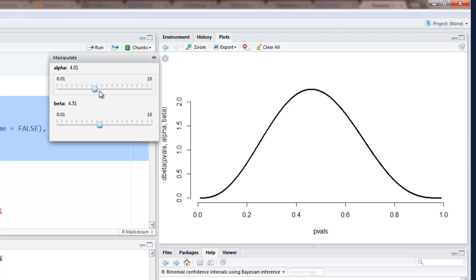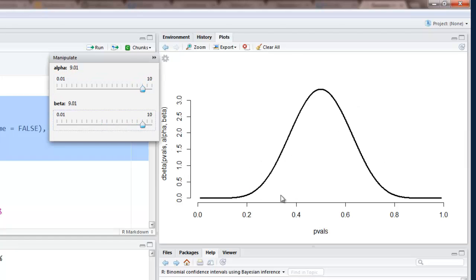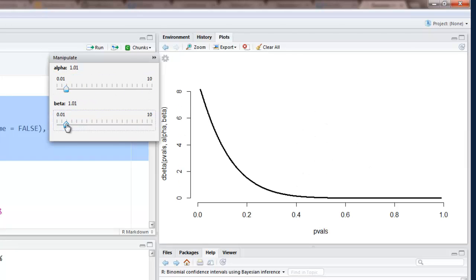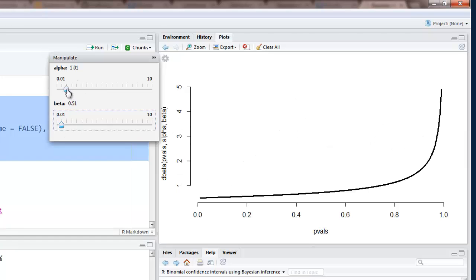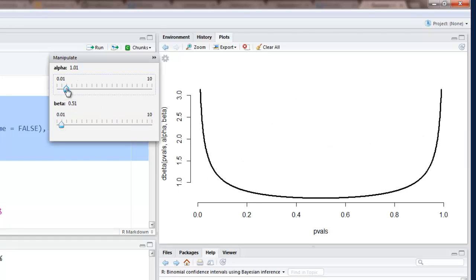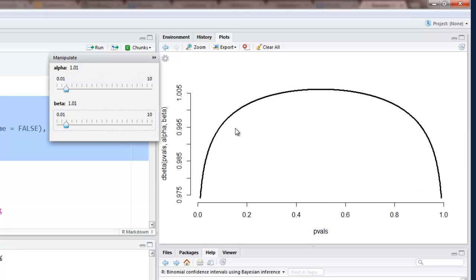So if we have a prior like this, then we're saying, yeah, we think for the most part the parameter is mostly around 0.5. If we have a prior like this, we're saying, yeah, we don't know. It's roughly equally likely to be anywhere between there. In fact, we can make it an exact constant. It's just a horizontal line.